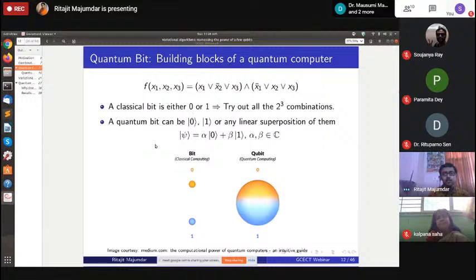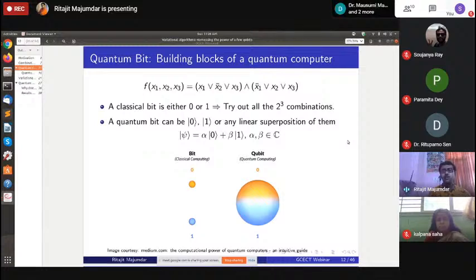So this quantum bit can be either 0 or 1, or it can be in a linear superposition of them. This psi is roughly alpha 0 plus beta 1, where alpha and beta are complex. If you see this picture, it shows that it can be 0, it can be 1, it can be something in between. Often we say that it can be both 0 and 1 at the same time.